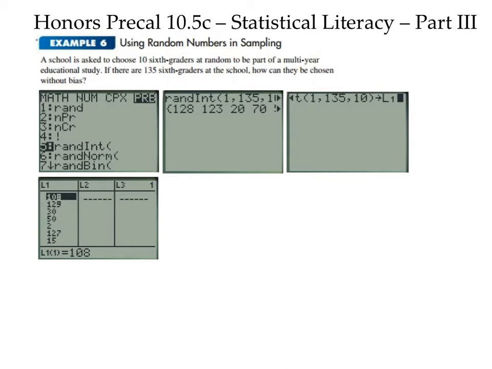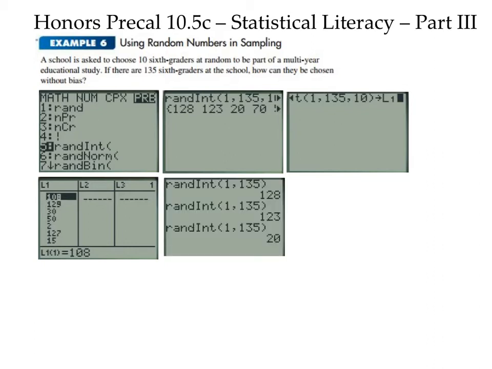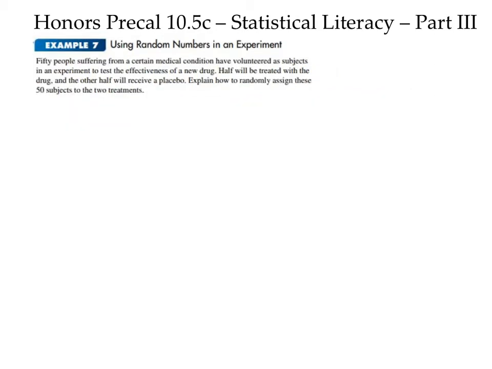I could also just repeatedly call randint 1, 135. Every time I do that, it generates a new pseudo-random number between 1 and 135 as shown in this screen. So instead of getting the original 10, I could have just repeatedly done it until I had 10 unique random numbers 1 through 135 without repetitions. So that's how to handle this problem.